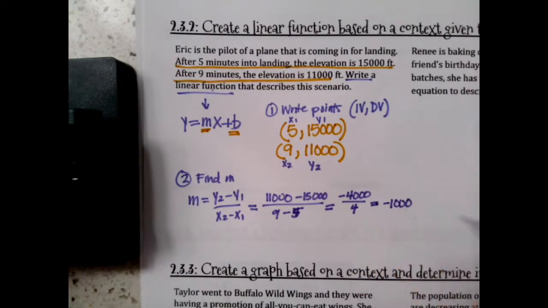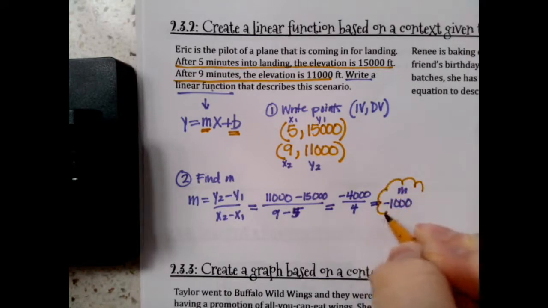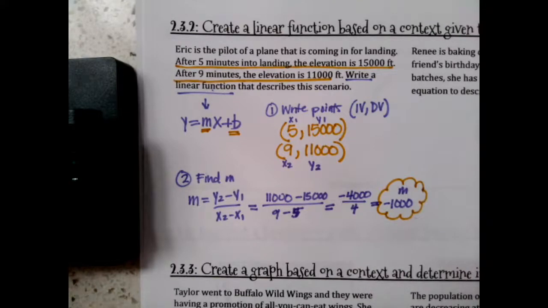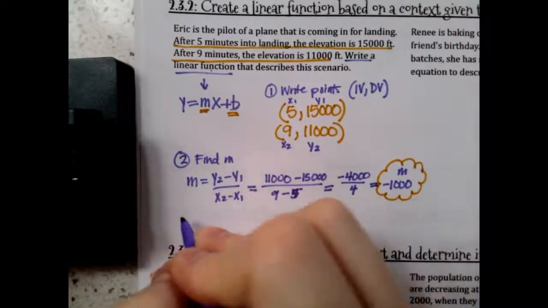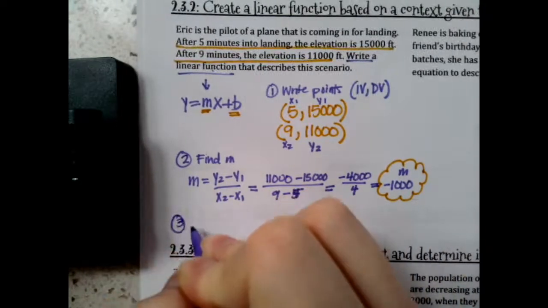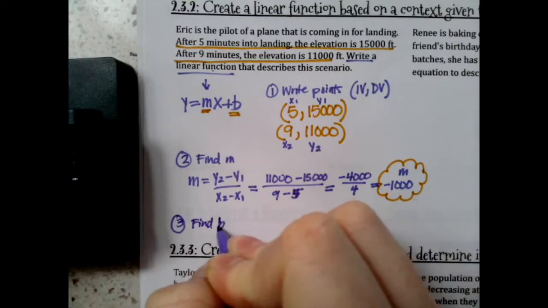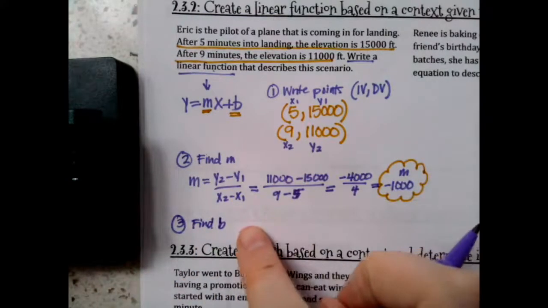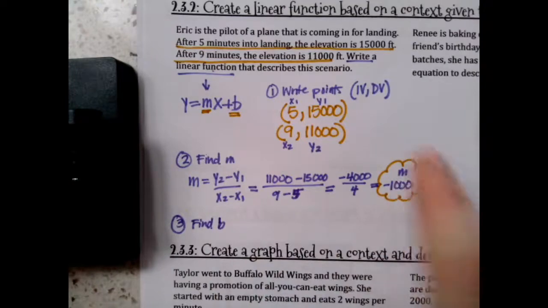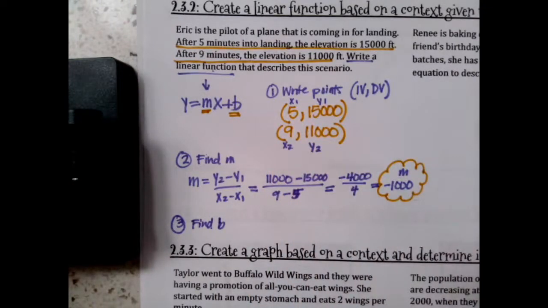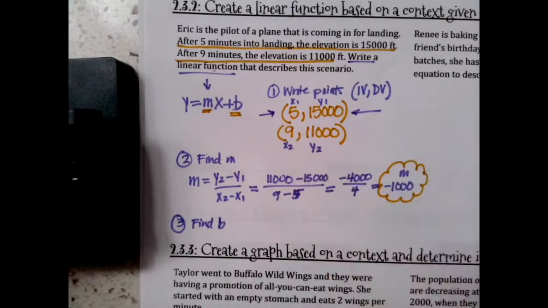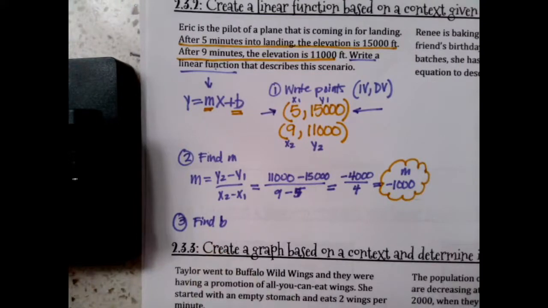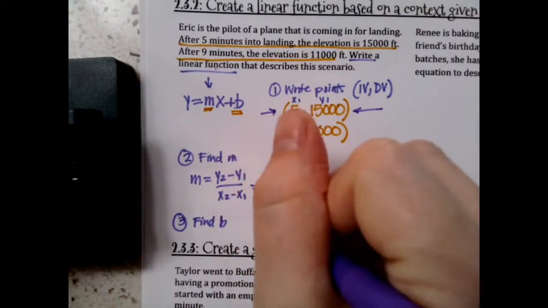It's negative 1,000. So this is my m, and I'm going to put this in a cloud because it's one of the pieces that I need, and I want to make sure I can find it really quickly. My third step is to find b. We found m, now we need to find b. We find b using our m and one of these 2 points. It doesn't matter which one you choose. I'm going to choose the top one, and draw arrows to it so I know which one I'm using. I'm going to plug those into y equals mx plus b.